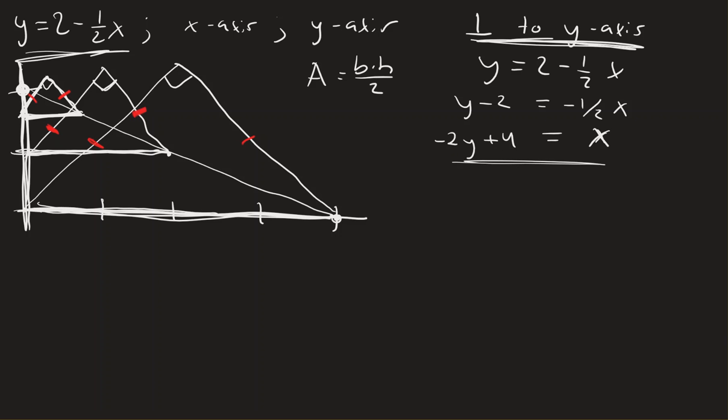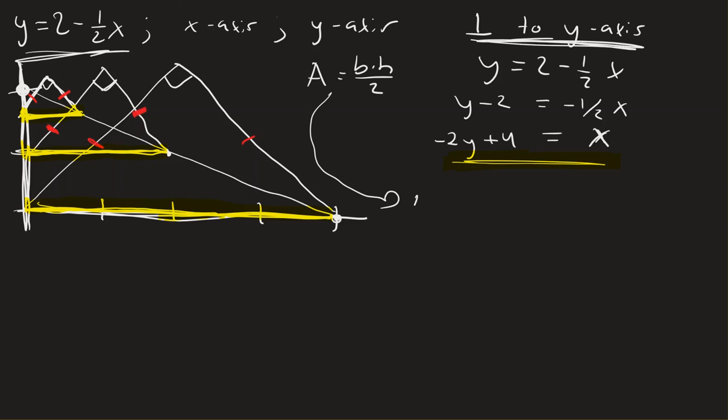Okay, so this is important because this is what I'm going to call the base of each of my triangles. So this base would be like that for that triangle, that for that triangle, that for that triangle. I'm calling the bottom piece here my base.